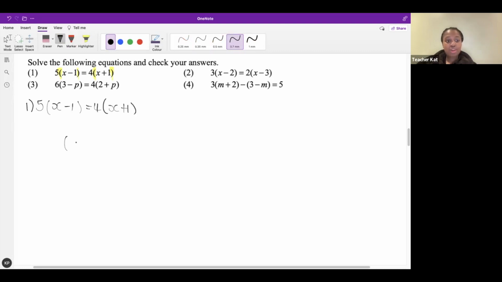Remember, foiling is if you have two brackets. So if I have x plus 2 next to a x minus 1, that's when we foil. But in this case, I only have one bracket. So we are distributing. Foiling is for two brackets next to each other. In this case, we're just multiplying whatever is outside into the bracket. I hope we're making sense here. So let's get going.